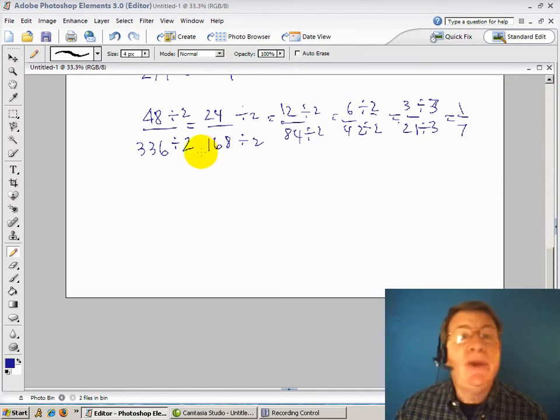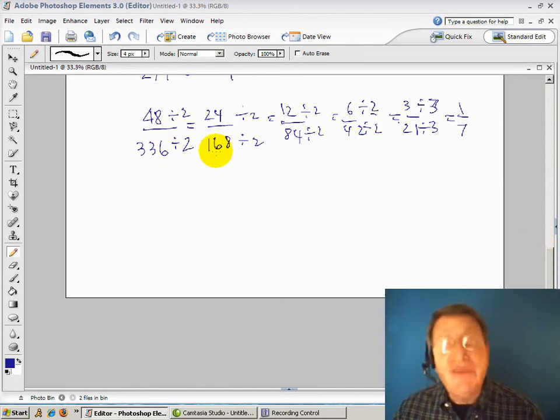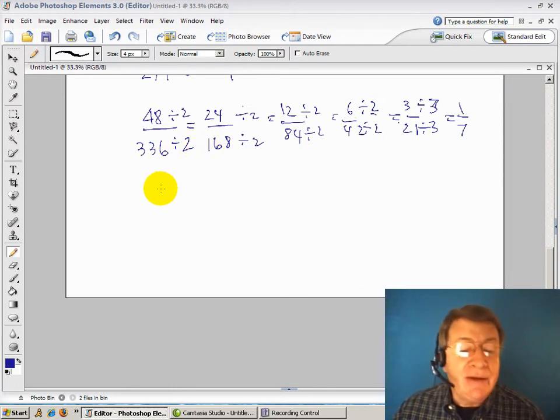Now, is there an easier way to do this? You betcha. This is the forever way, and eventually you're going to make some kind of a dumb mistake along the line. So what I'm going to do is go back to factoring.